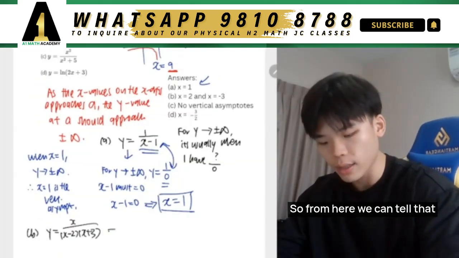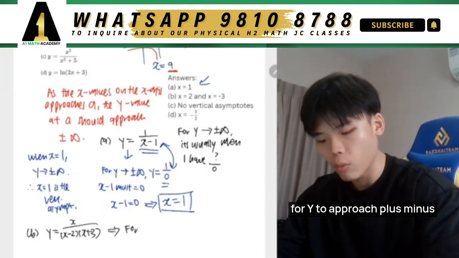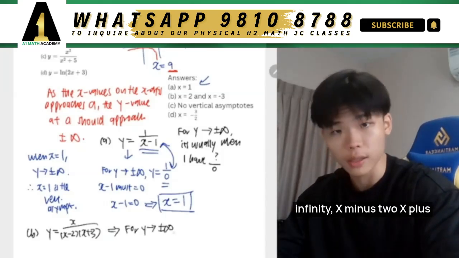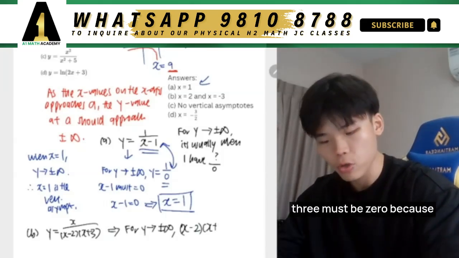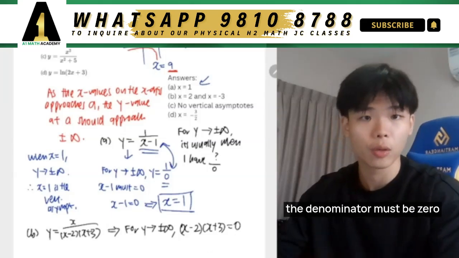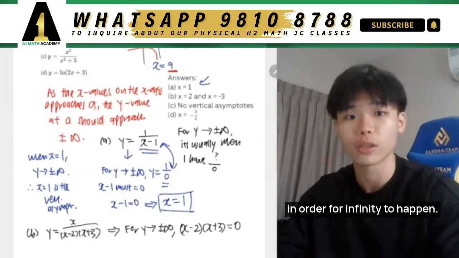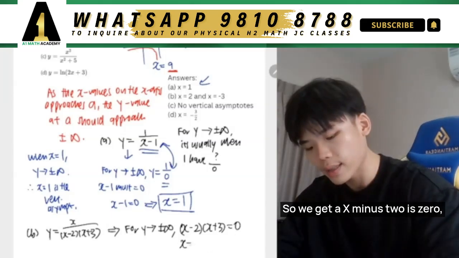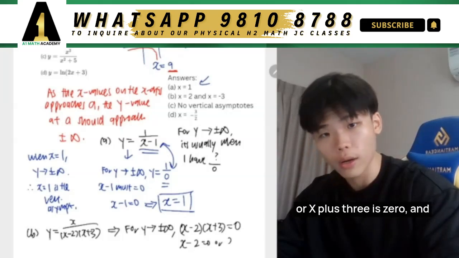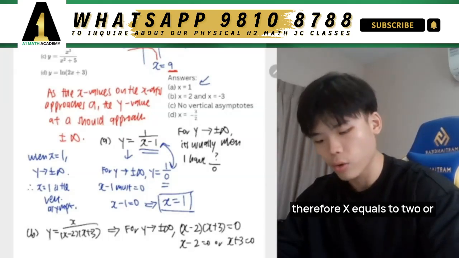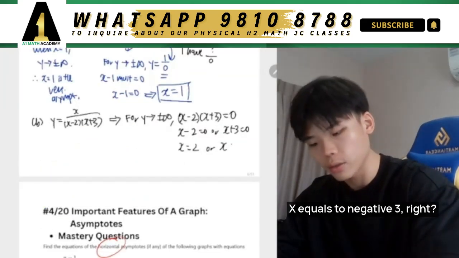Right, for B, y equals x over (x minus 2)(x plus 3). So from here, we can tell that for y to approach plus minus infinity, (x minus 2)(x plus 3) must be 0, because the denominator must be 0 in order for infinity to happen. So we get that x minus 2 is 0, or x plus 3 is 0, and therefore x equals 2 or x equals negative 3, right?